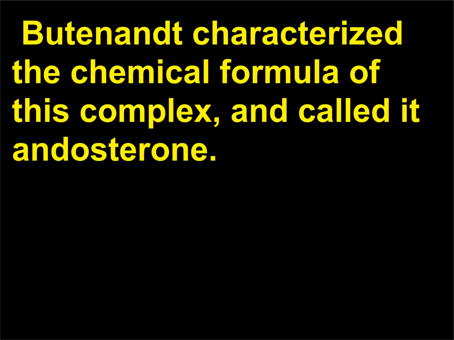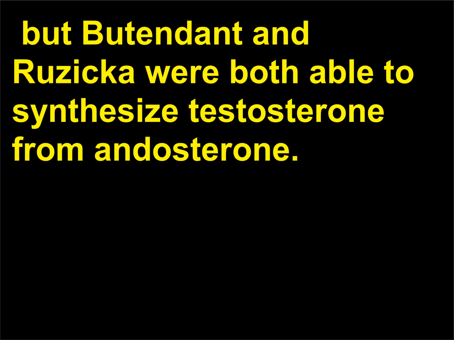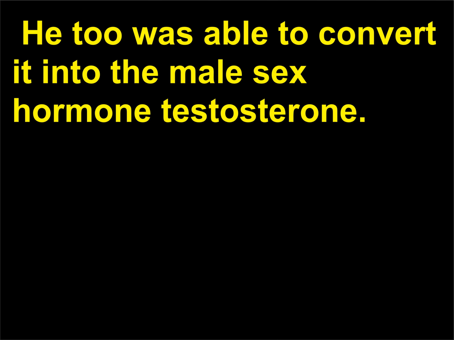Butenandt characterized the chemical formula of this complex, and called it androsterone. It was then discovered that this compound was actually slightly different from testosterone. But Butenandt and Ruzicka were both able to synthesize testosterone from androsterone. Ruzicka synthesized the same compound, androsterone, that Butenandt isolated from male urine. He too was able to convert it into the male sex hormone testosterone.